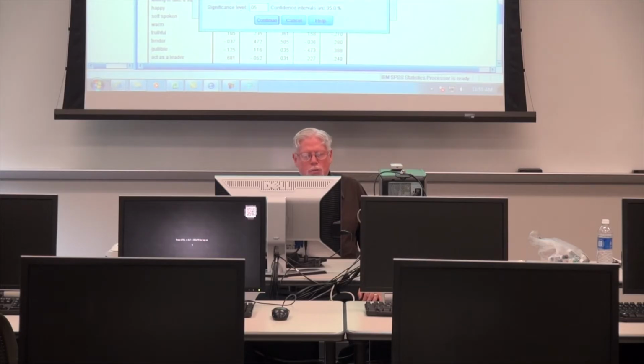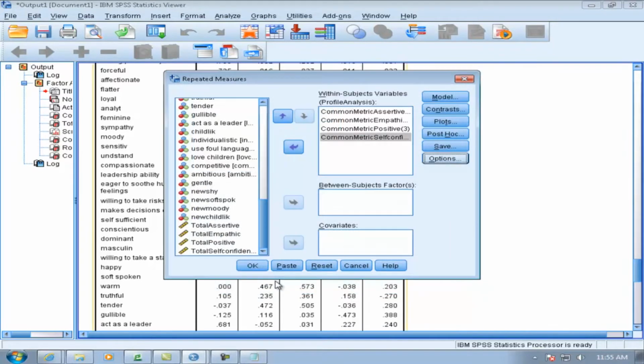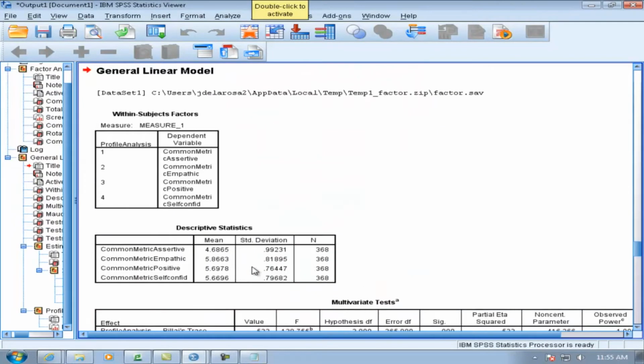Now we don't need homogeneity because repeated measures has the assumptions, what you're assuming is normality of distribution and sphericity. Okay, that's what you're assuming. You can make your assumptions. So now, does everybody have this? I'm going to click on continue. Now I'm going to click on OK. Okay, now here we go.